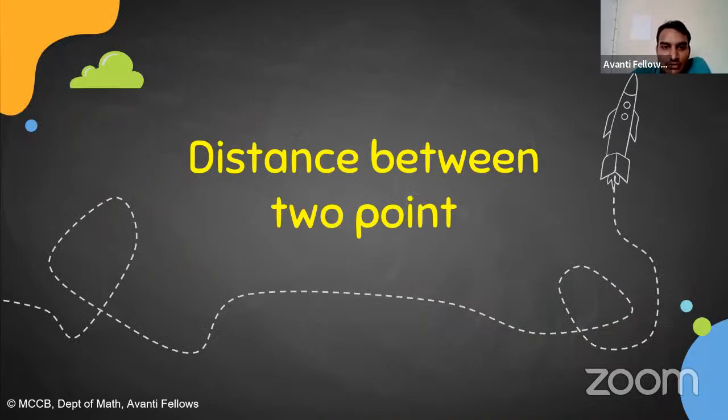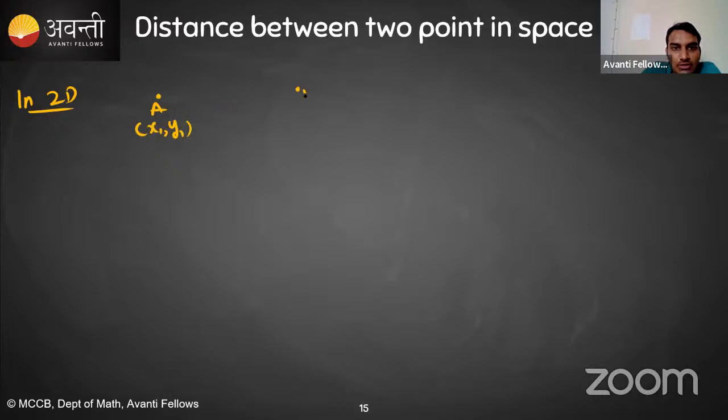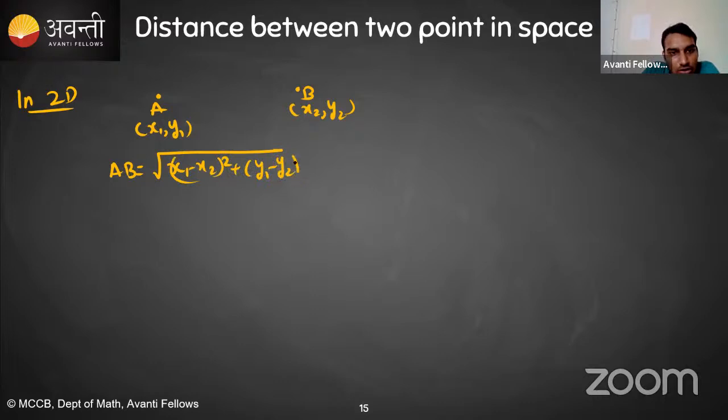Distance between 2 points. Students, tell me, in 2D space, let's say point A is x1 comma y1 and point B is x2 comma y2, and now I ask you the AB distance. How did we find it? Under root of x1 minus x2 whole square plus y1 minus y2 whole square, right? This was the AB distance.